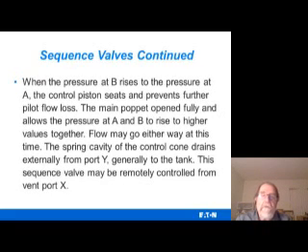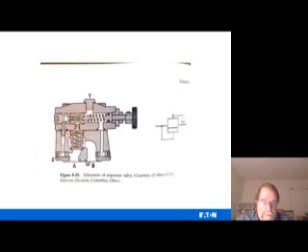When the pressure at B rises to the pressure at A, the control piston seals and prevents further pilot flow loss. The main poppet opens fully and allows the pressure at A and B to rise to higher values together. Flow may go either way at this time. The spring cavity of the control cone drains externally from port Y, generally back to the tank. This sequence valve may be remotely controlled from vent port X. And there it is. Essentially, you can see the drawing there of what the symbol looks like for it. See, it's kind of pilot fed. That's what that little dotted line is.